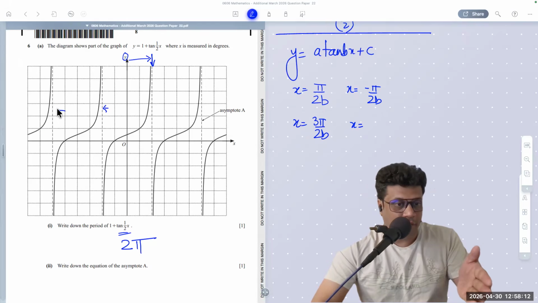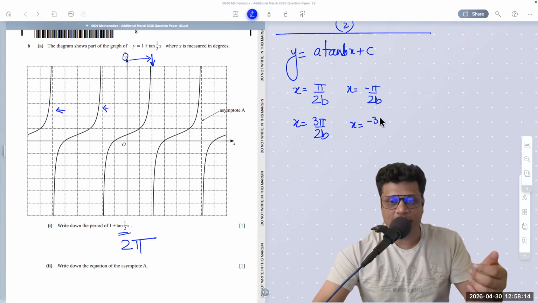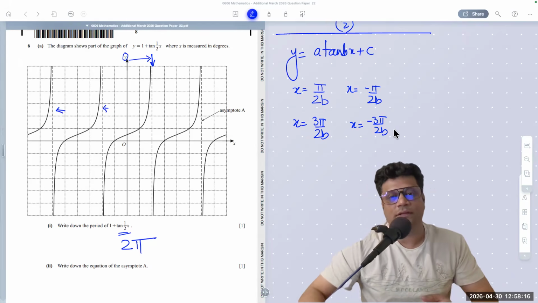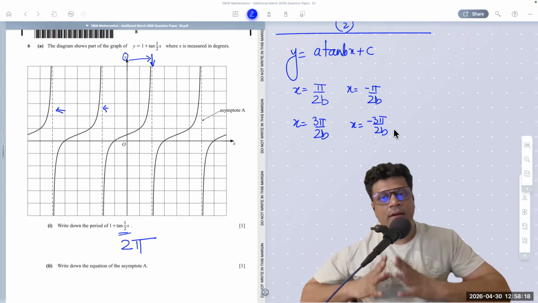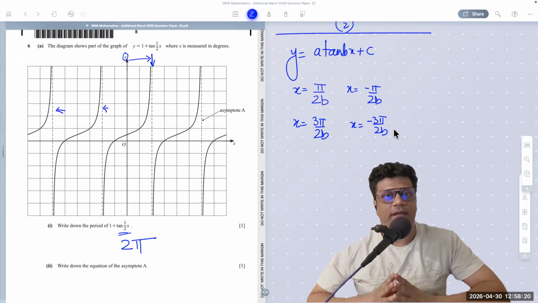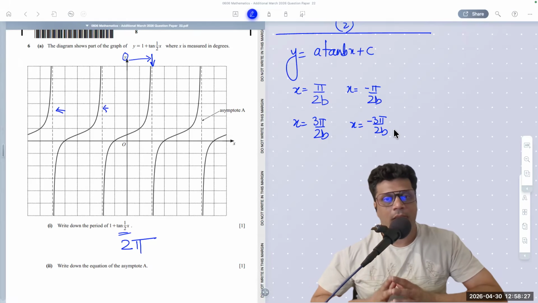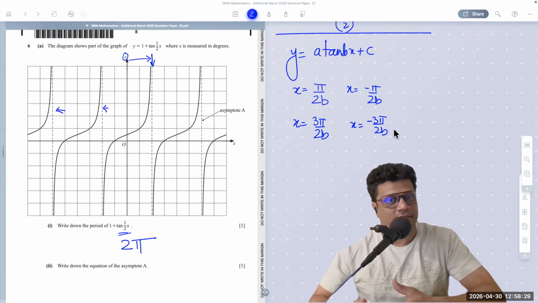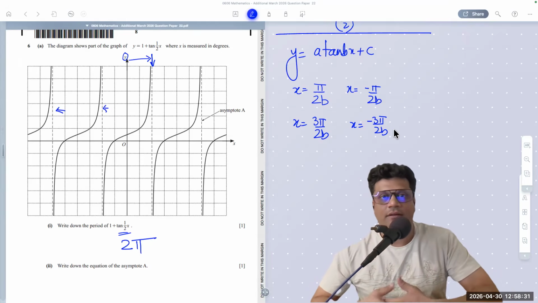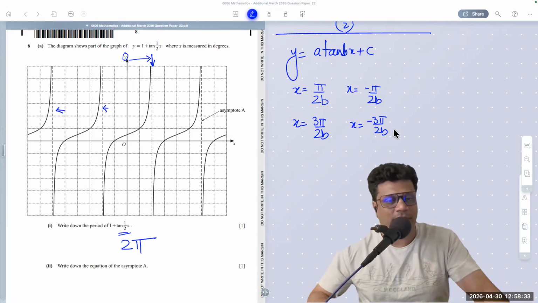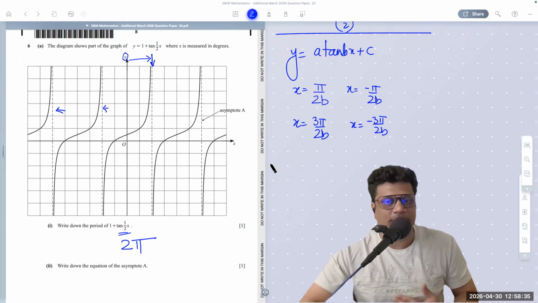And if you go further on the left, it's going to be negative 3 pi by 2b. So the point is, asymptotes are supposed to be odd multiples of pi by 2b. X equals pi by 2b, 3 pi by 2b, 5 pi by 2b, 7 pi by 2b. That's what it is supposed to be.